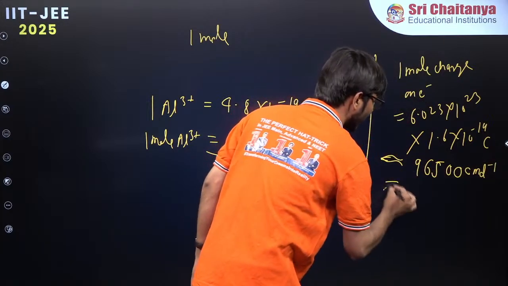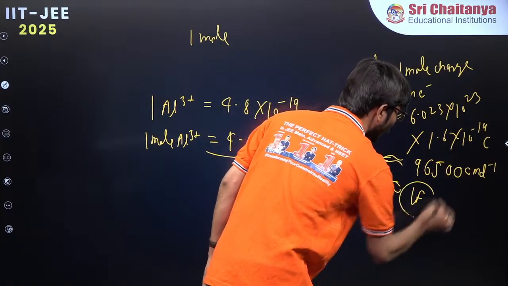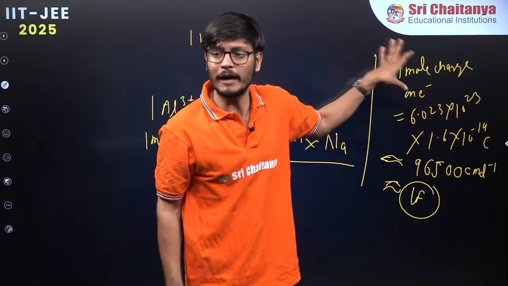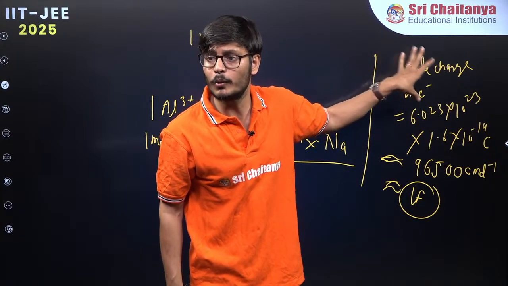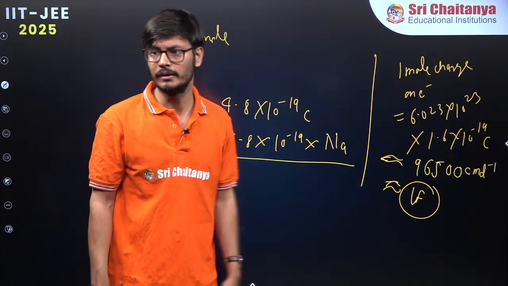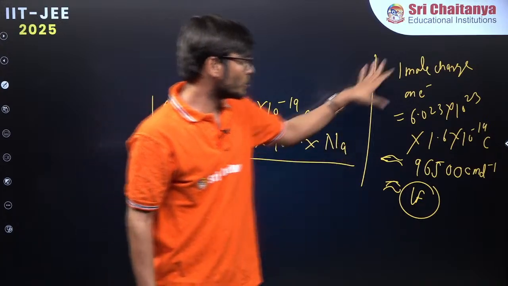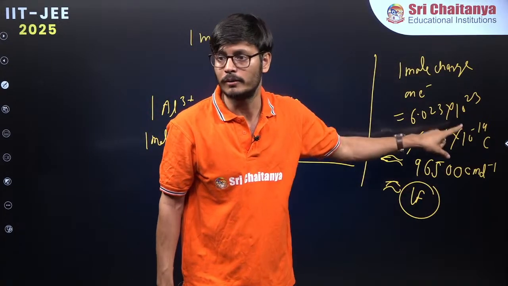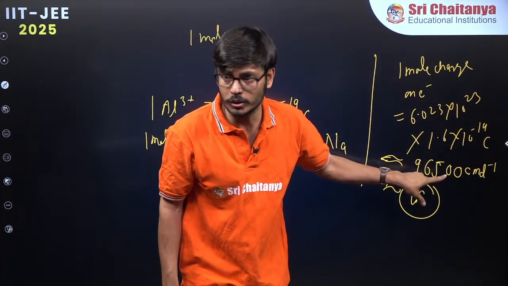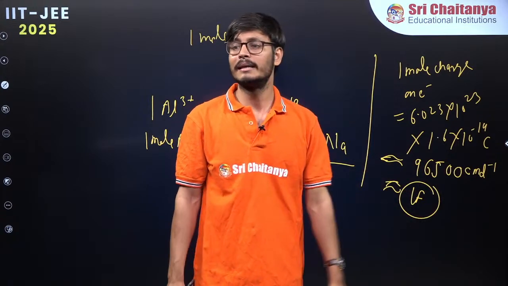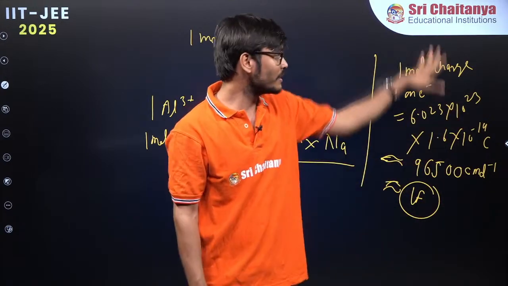And this is called Faraday. Have you heard this? Faraday? So what is 1 Faraday? 1 Faraday is equal to 96,500 coulomb. Very good. So this is the total charge on 1 mole of electrons. The total charge of 1 mole of electrons is 1 Faraday, 96,500. This is how it will come.